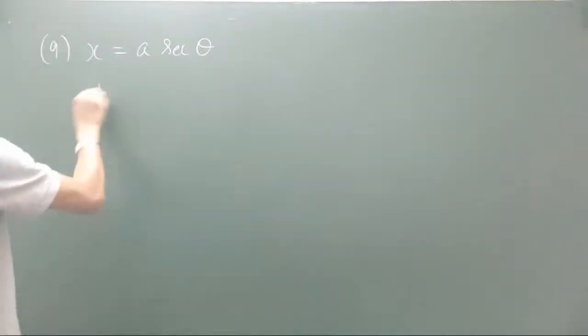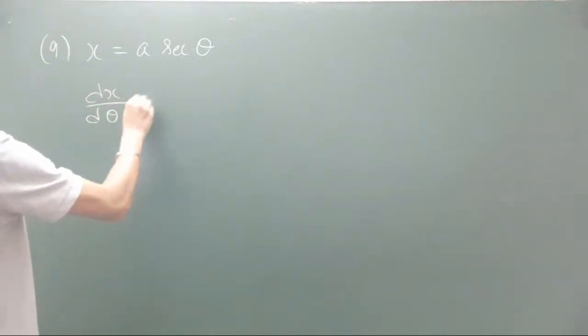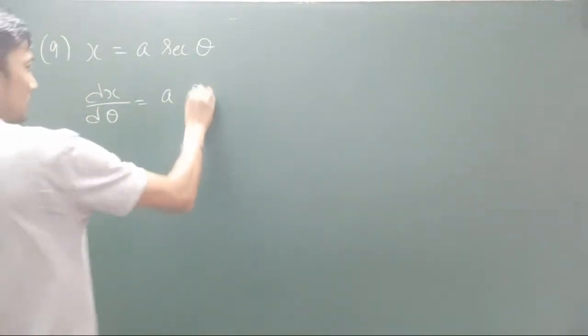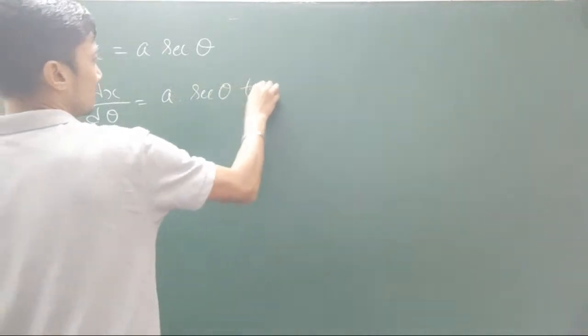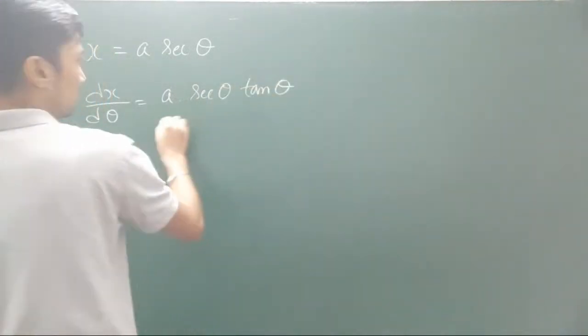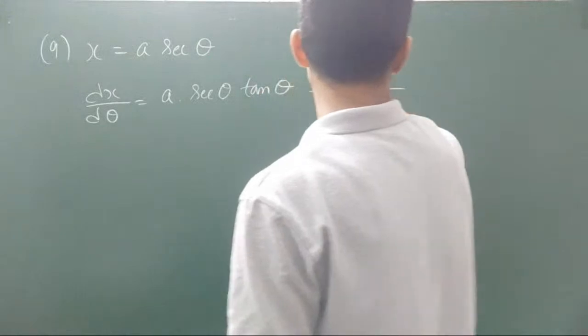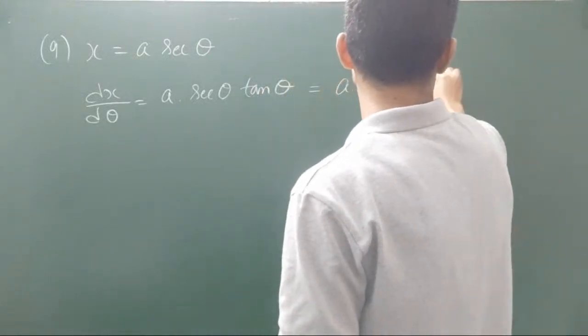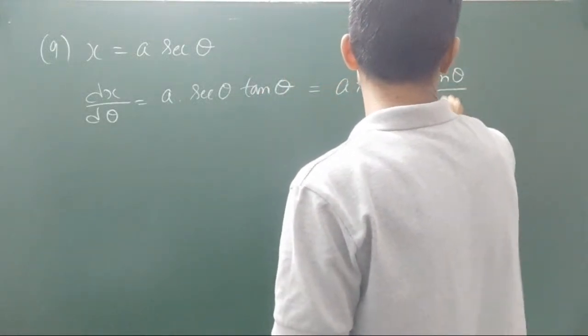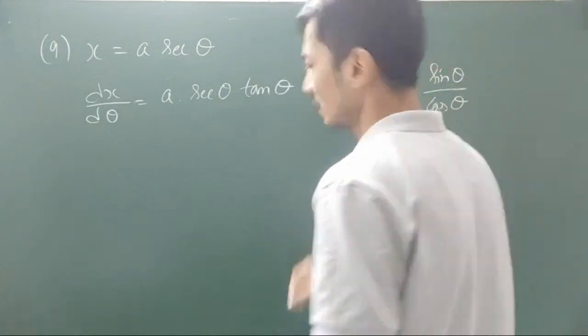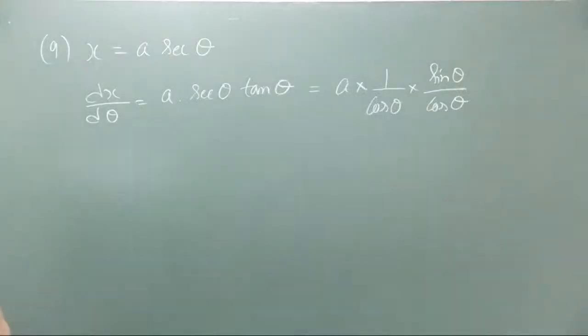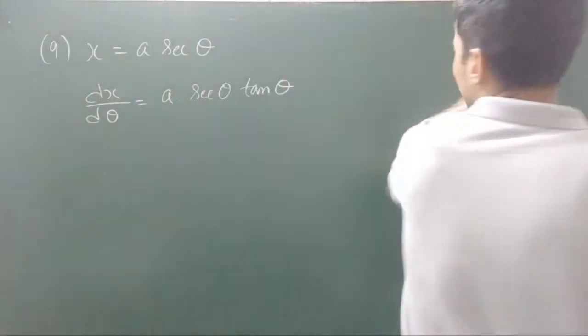So dx by d theta will be equal to a. Differentiation of sec theta is sec theta tan theta. Maybe we can simplify this. That is a into 1 by cos theta into sin theta by cos theta. Because the other function is tan theta. So tan theta. Chalo, let's leave it like that only. In the last we will simplify. So let it be as it is.